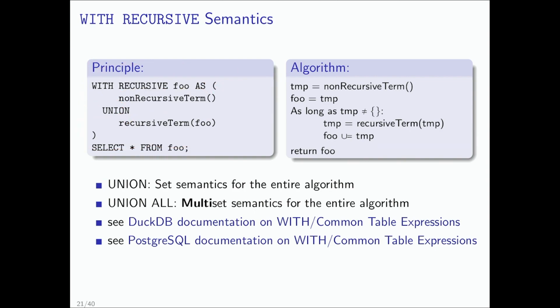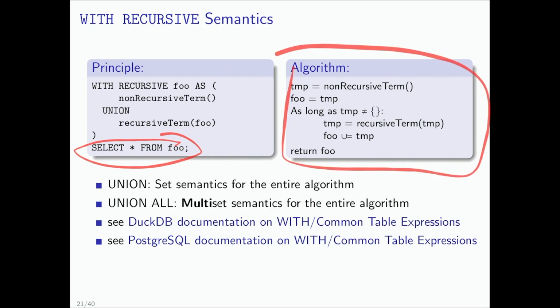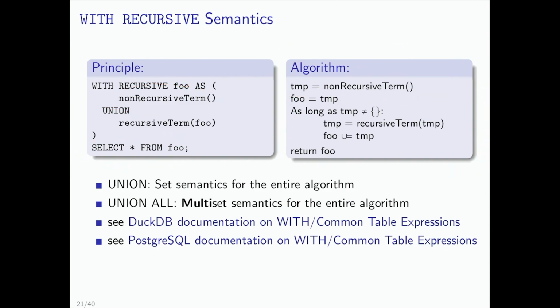Yeah? And then there's again this standard select statement underneath. And the algorithm is something like this. Yeah? So you initialize a temporal set of data with the result of the non-recursive term. So you start by executing whatever is written here. Then you have a second variable, foo, that gets assigned that temporary data as well.